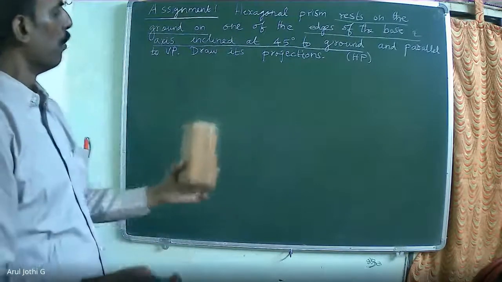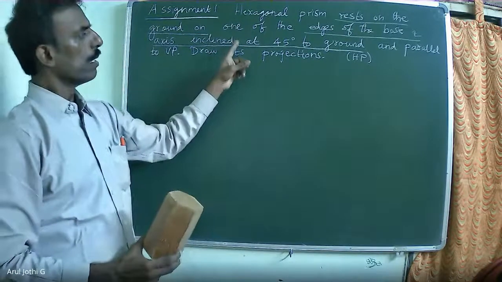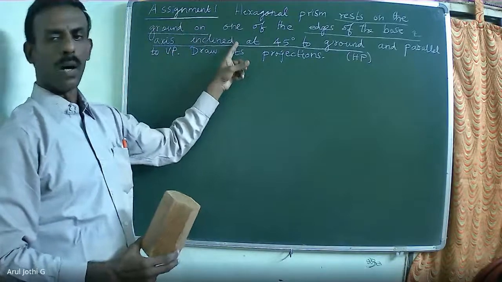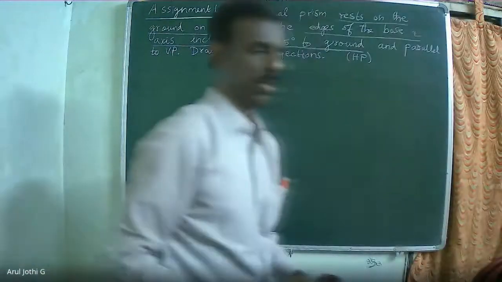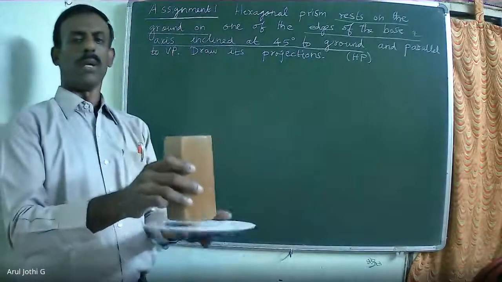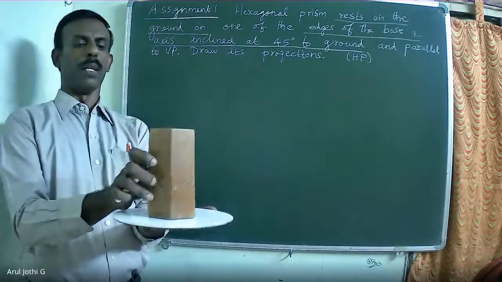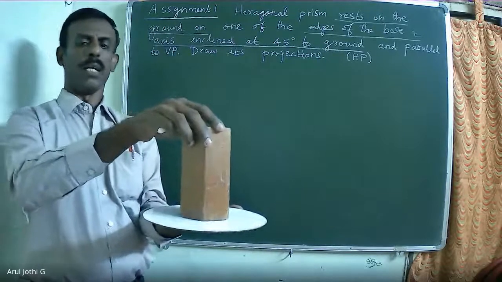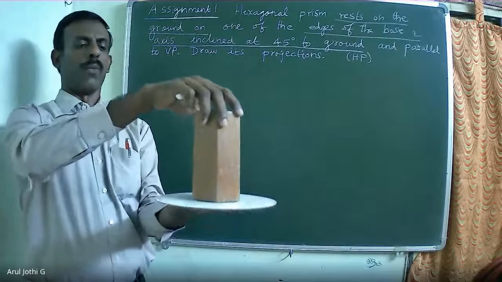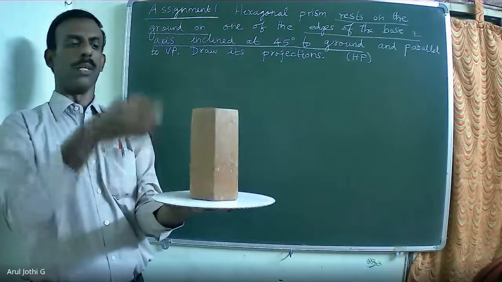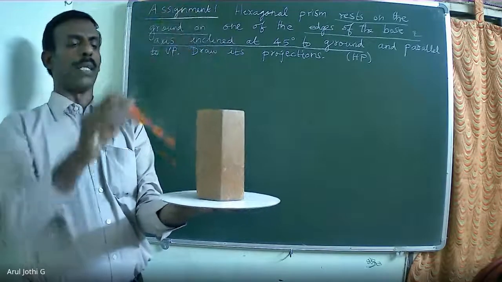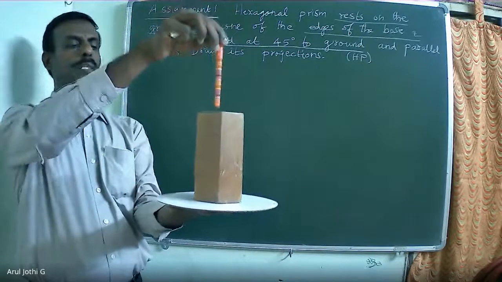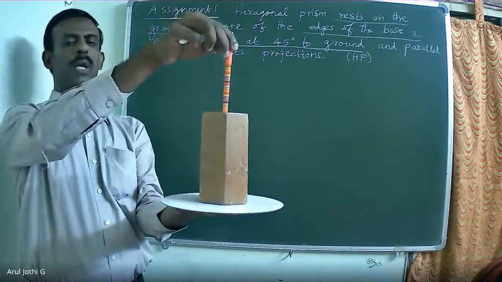Now we move to the problem. Axis inclined to the ground or horizontal plane. Here I have one plane, the horizontal plane. Now the base is resting on the ground and the axis is vertical. The axis is the imaginary line connecting the center point of the base and the top face. In this position, the axis is perpendicular to HP.